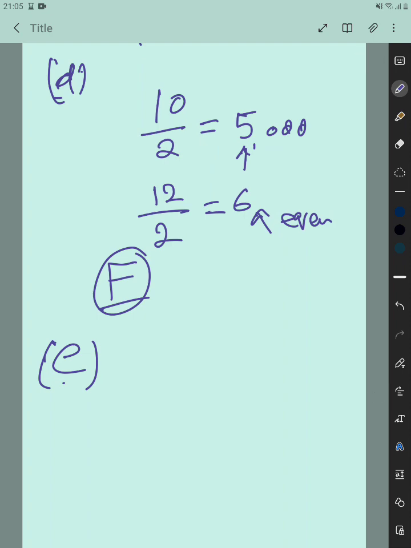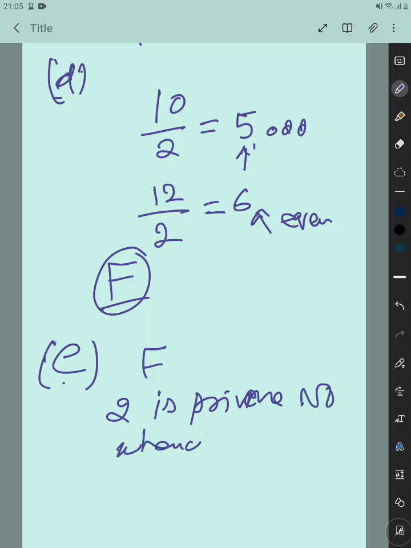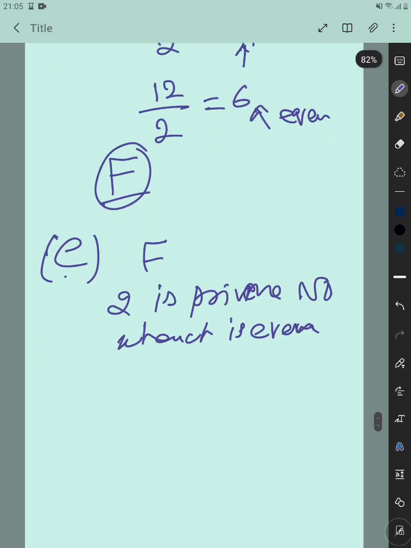All prime numbers are odd. So the question is, all prime numbers are odd. This is false. Why is it false? Because 2 is also a prime number. 2 is a prime, but it is even. A prime number which is even. Sorry for my writing. So E is false.